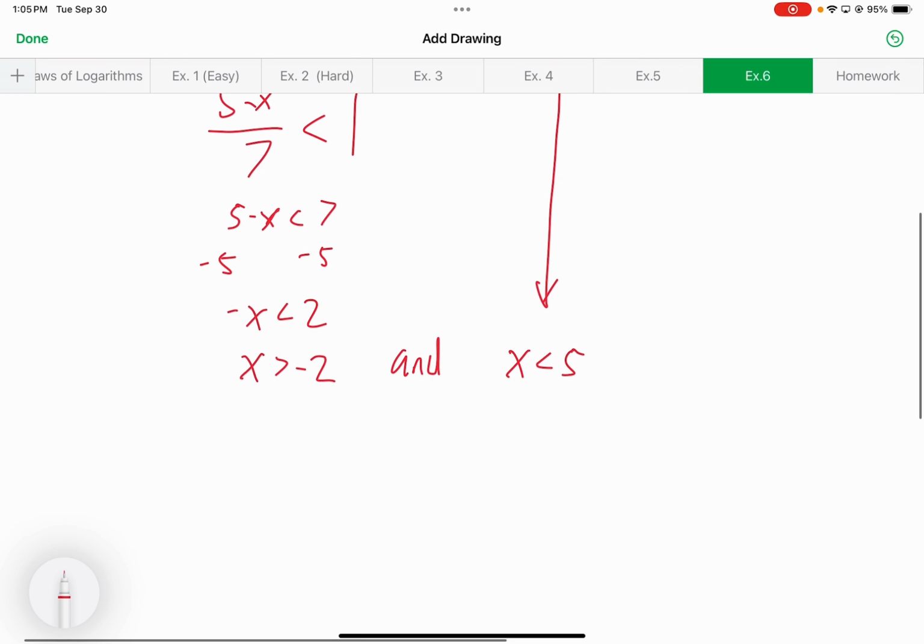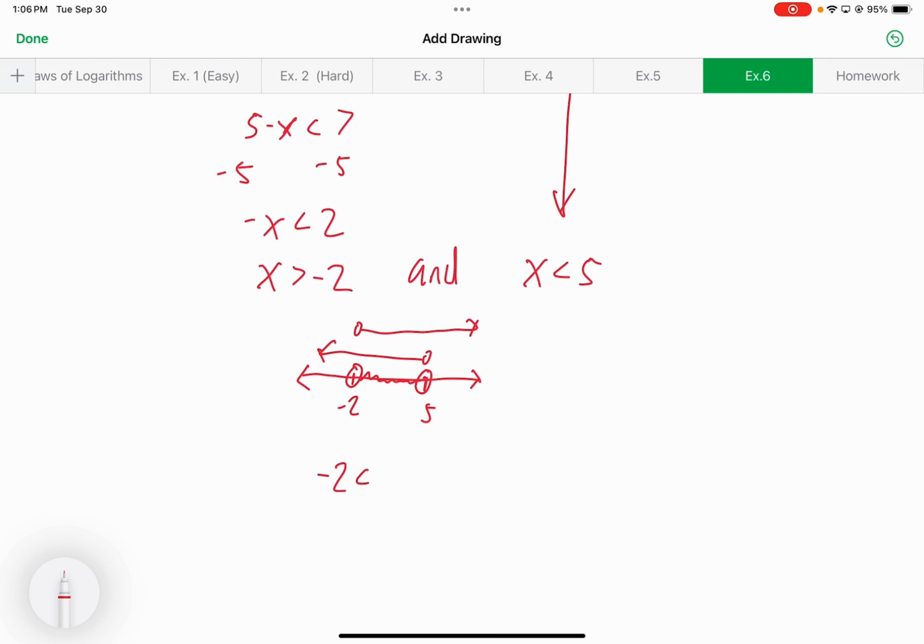So let's toss that on a number line, write it as an inequality, and then we should be good. Okay? So I need the overlap of x being greater than negative 2, and then x being less than 5. So I want all the values between what? -2 and 5. Very good. We're talking open circles throughout. Negative 2 and 5. So negative 2 is less than x, which is less than 5.